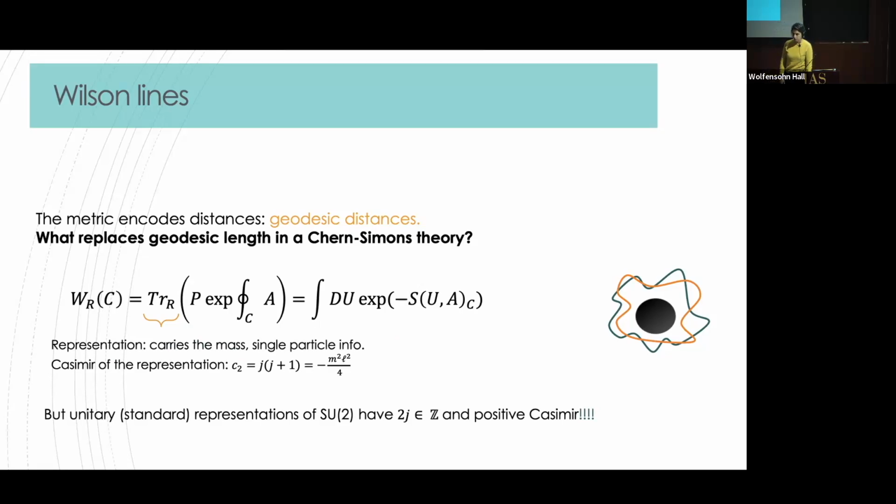Now, all of us know representations of SU(2). Usually our favorite representations that we learn in quantum mechanics do not have negative Casimirs. They have positive Casimirs, and also they have integer j. And so if we want to interpret these Wilson loops as massive particles in de Sitter, we're not supposed to be computing Wilson loops in the standard unitary representations that one uses when just doing SU(2) Chern-Simons theory. And so this was part of the work that we had to do, to understand what are the appropriate representations if you want massive degrees of freedom in de Sitter.